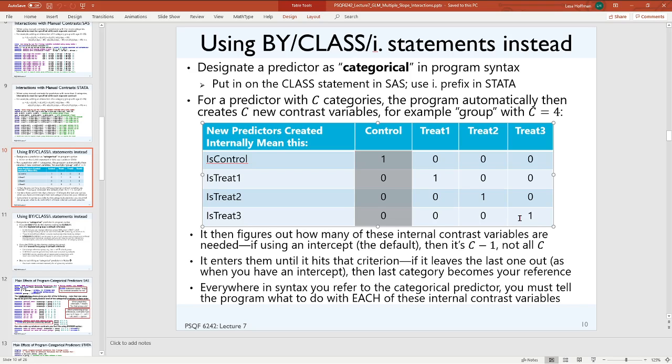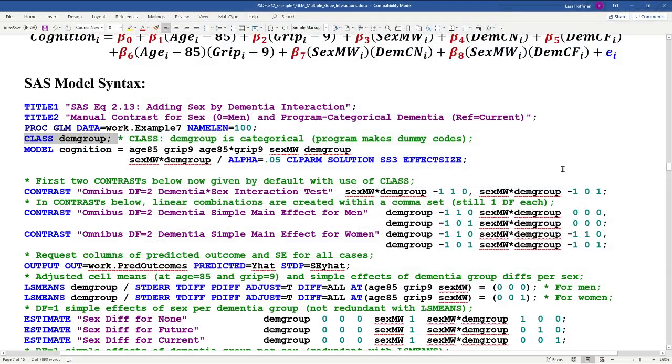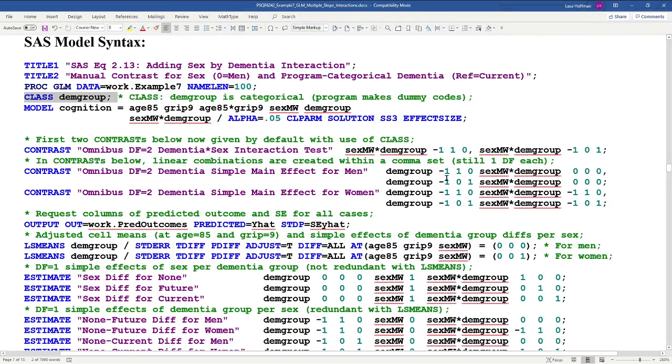So what's important to note is that everywhere in the code where you are referring to the original categorical predictor, so for instance, group on this slide, you have to tell it what then to do with all of the internal contrast variables it has created to represent the full effect of group. And so that's why the code looks different. In this case, all these zeros and ones that go after dem group are filling in the values that correspond to those internal variables.